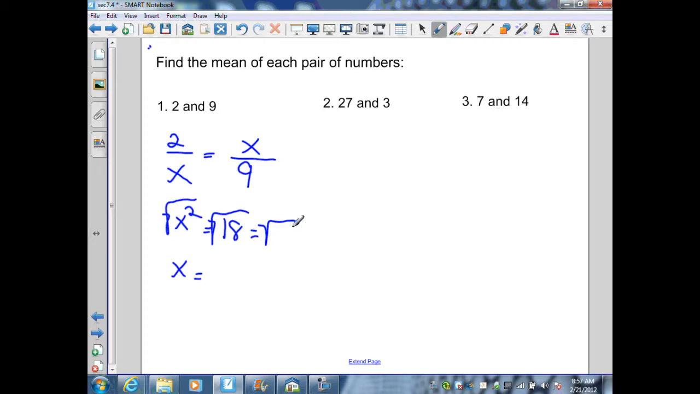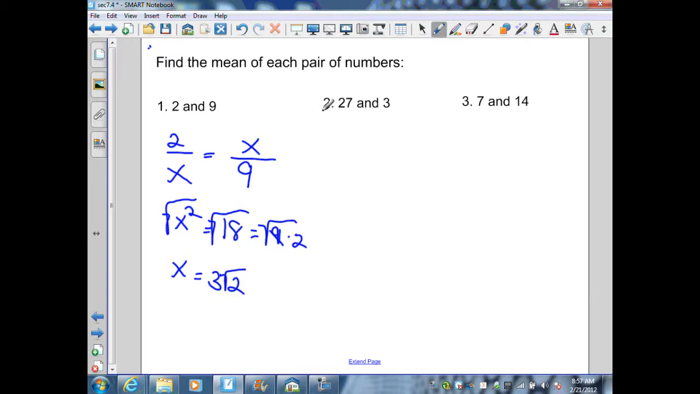Remember from the previous video, we know how to simplify the square root of 18. I break this up into two numbers, one of which is a perfect square. Therefore, 9 times 2. Here are my two factors. One's a perfect square, and that's going to give me the square root of 9, which is 3, so 3 square roots of 2.